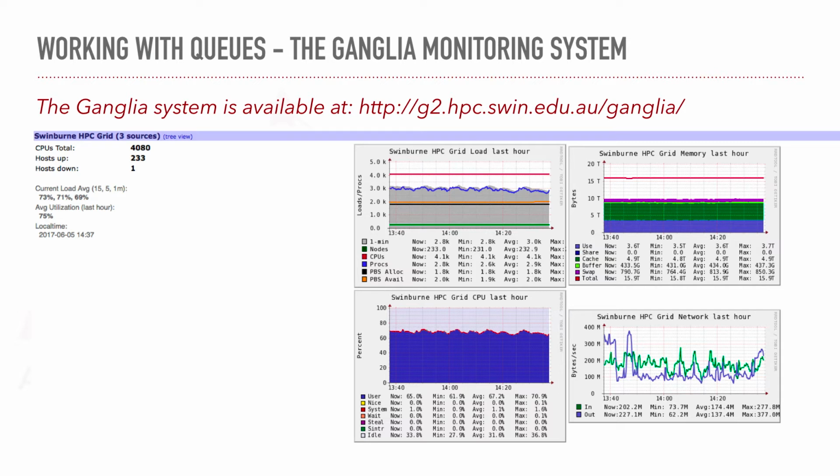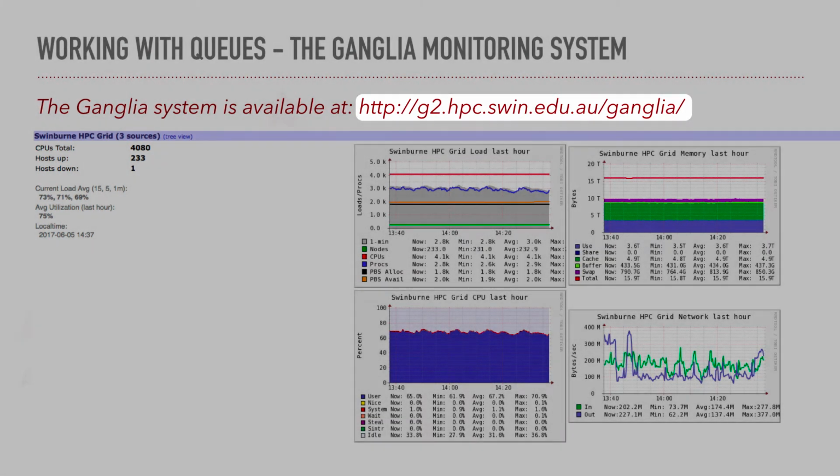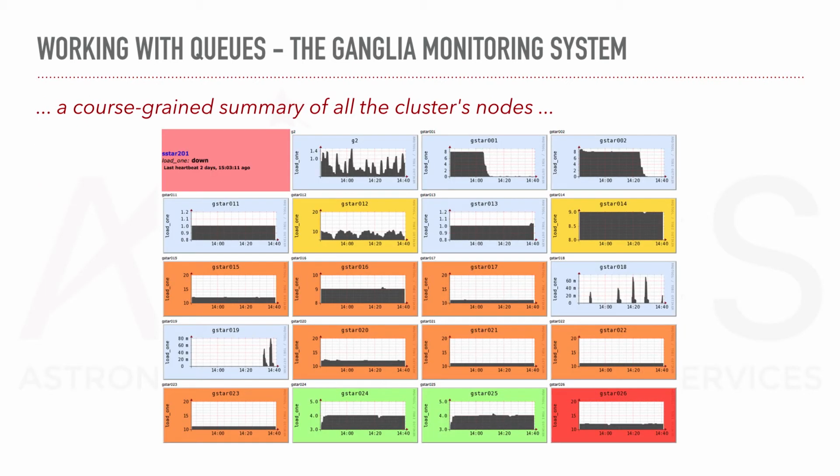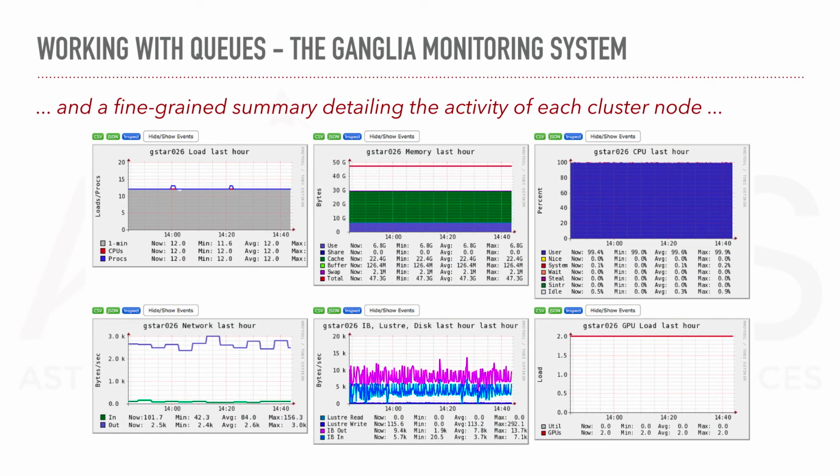To end, we take a quick look at the GANGLIA system, which provides a web interface for monitoring the activity of the cluster. It is available at this URL. It provides information about the cluster as a whole. Shown here as a function of time over the past hour are the load on the whole cluster, the memory usage broken down by allocation type, percentage CPU usage, and the send and receive network activity. A view showing a node-level summary of activity is also available. Here, each node's load is being shown. And a view showing a very detailed breakdown of an individual node is available.